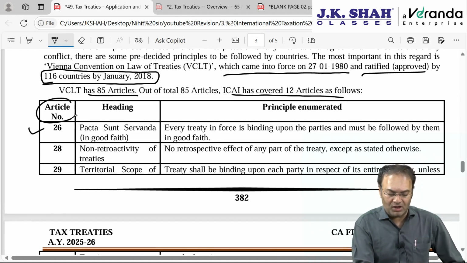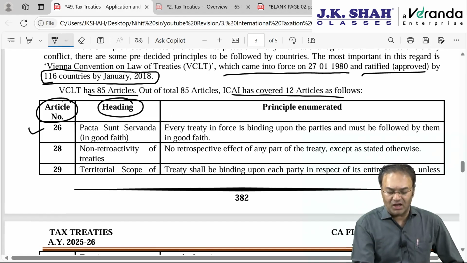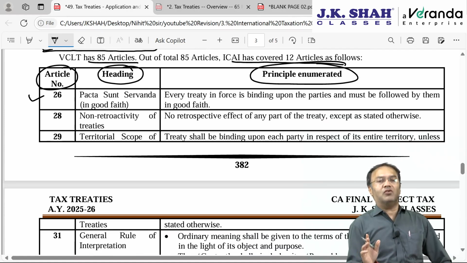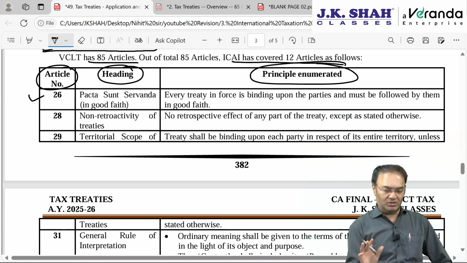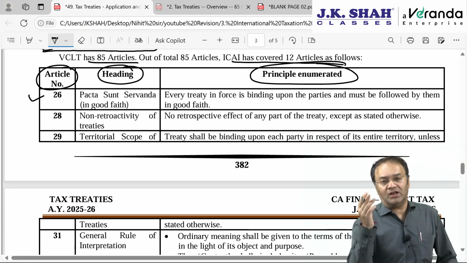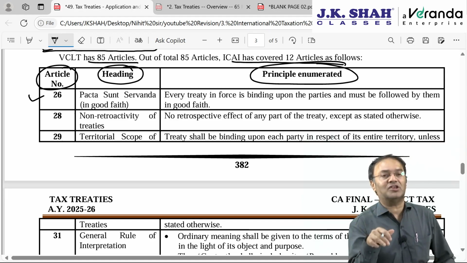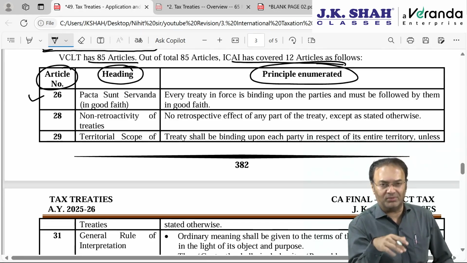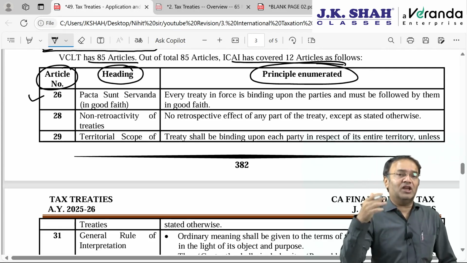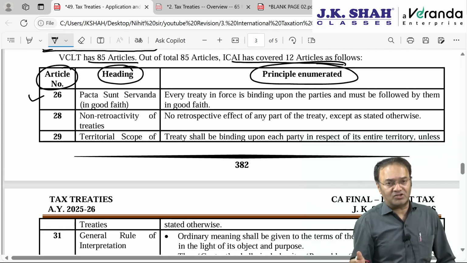First is the article number, next is the heading, the title of that article, and the principles enumerated, what is talked about. I have downloaded it entirely for teaching purpose. I studied it entirely, and I found that the institute has covered only those articles which are the simplest. Other complicated articles they have not covered. No need to cover. Our direct tax syllabus itself is so vast that there is no need to cover this chapter, but our institute has covered it unnecessarily, in spite of there being a separate course available called International Diploma in International Taxation.